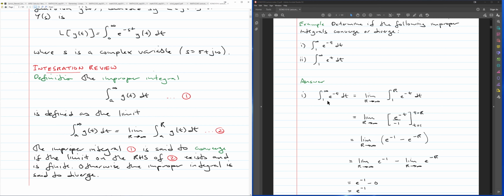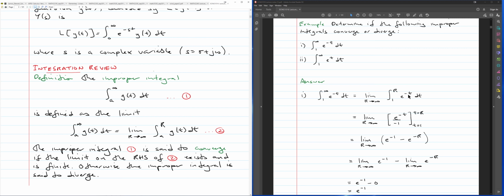In order to work out this improper integral, we need to work it out as a limit. Once you have this set up as a limit, you forget about the limit for the time being and really just work with the integration. Once you work out this integral, you're just going to end up with a function of r. So let's just work out the integral.